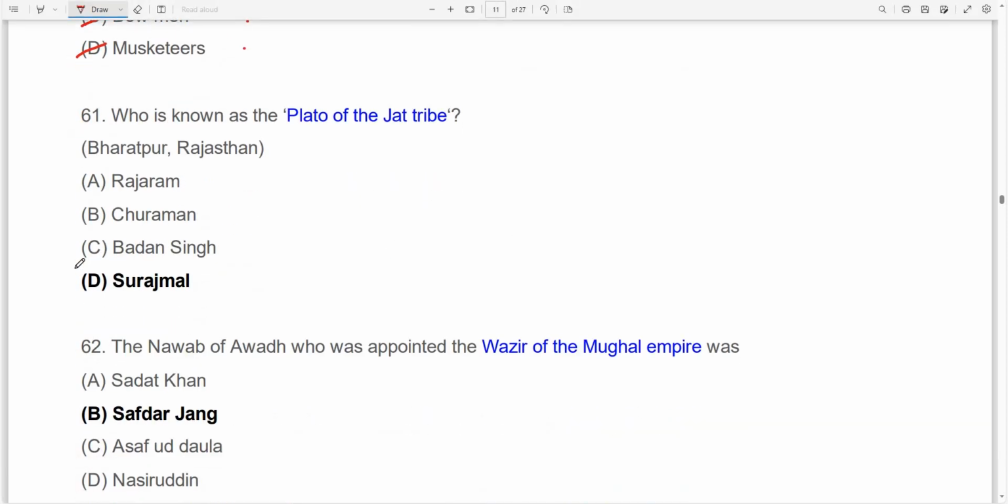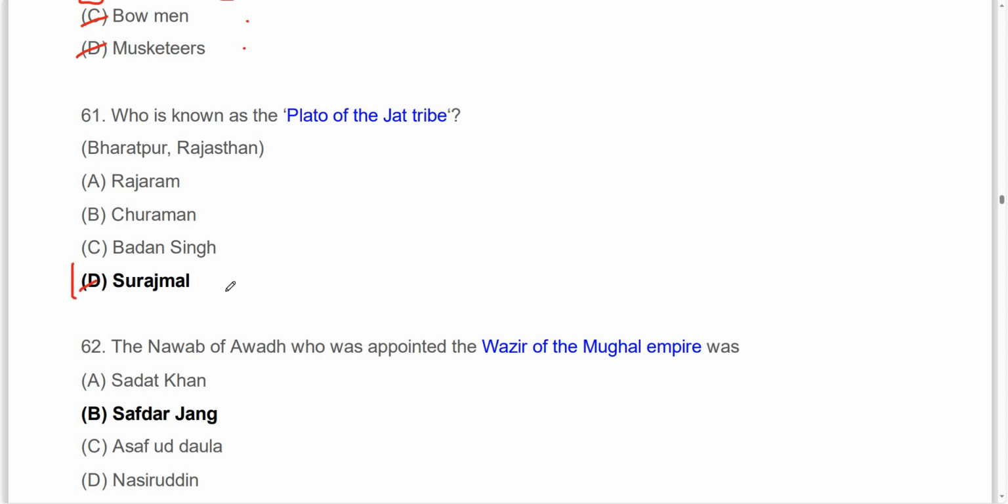Moving on to the next, who is known as the Plato of the Jat tribe? Raja Surajmal. He was from Bharatpur, Rajasthan. So who is known as the Plato of the Jat tribe? Surajmal was known as the Plato of the Jat tribe.